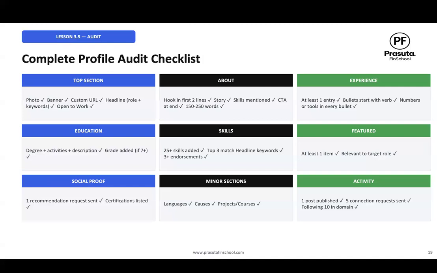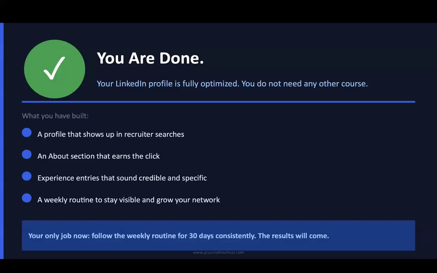Then activity. One post published, check. Five comment requests sent, done. Following 10 professionals of your domain. If all those things are done, then your LinkedIn profile optimization is completed. And once you start posting, once you start commenting on professionals of your domain, you will see the magic happening and recruiters will be reaching out to you.